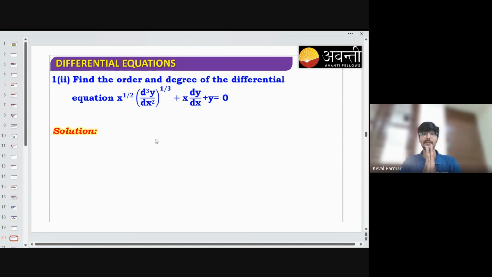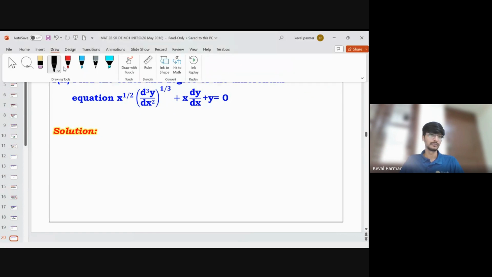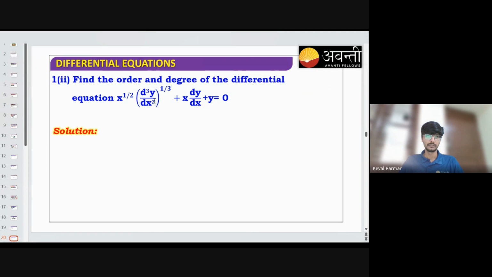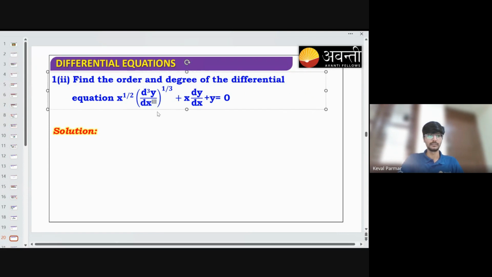Okay, this one. Let's try this. Order and degree. X raised to half into d3y upon dx. Oh, printing mistake. This should actually be dx cube. Yeah.